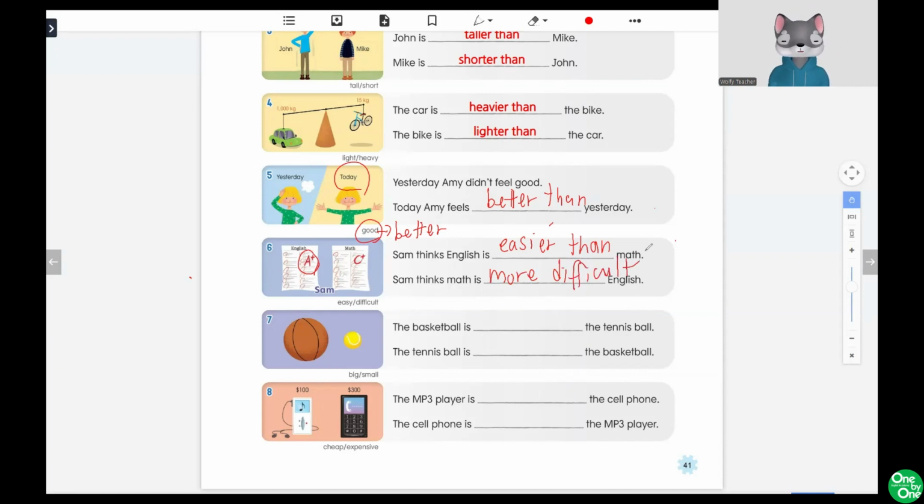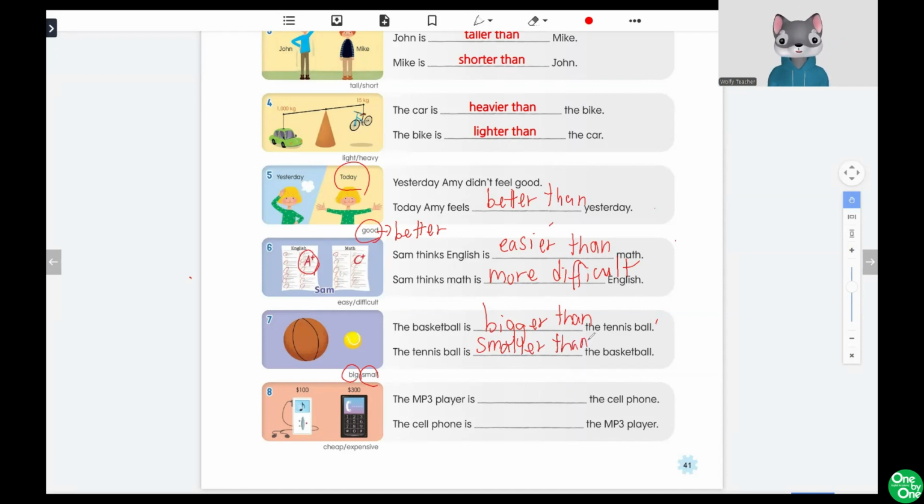Very good. Next one. The basketball is. 큰 거, 작은 거니까 더 크다. 어떻게 얘기하지? The basketball is bigger than. Very good. The tennis ball. Next one. The tennis ball is 더 작아. 그럼 is smaller. Very good. Smaller than the basketball.